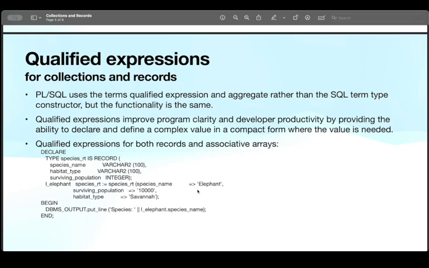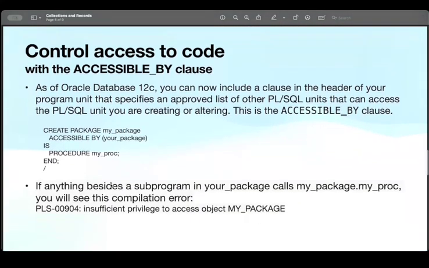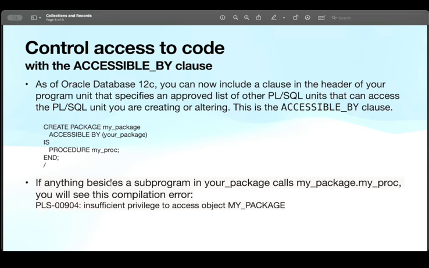Here is a block of code that demonstrates qualified expressions for both records and associative arrays. So you can see the example. The type is defined and then this type is being used here. So the example is simple.